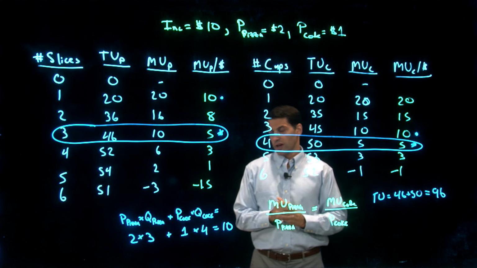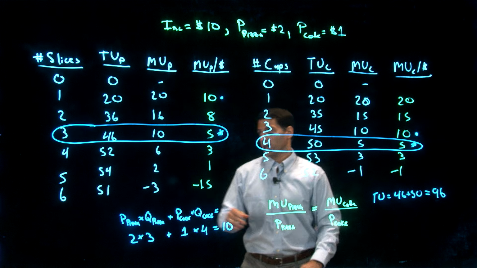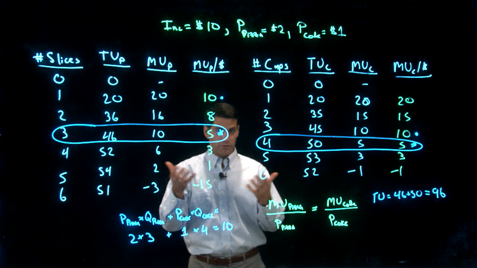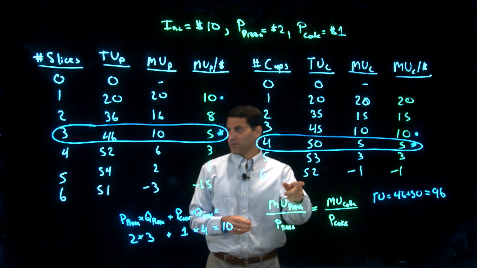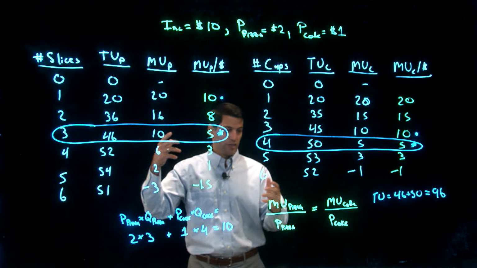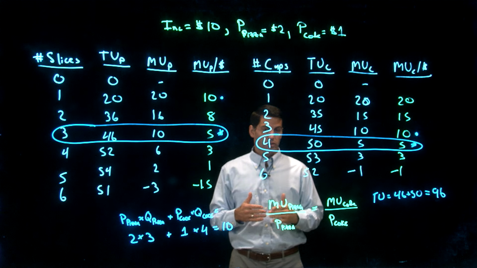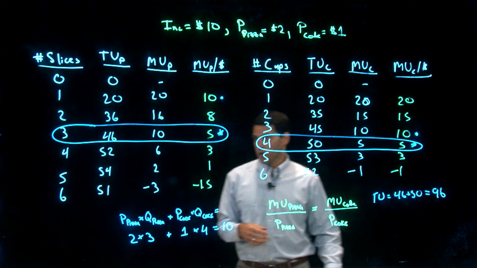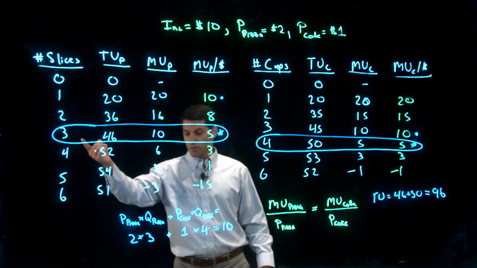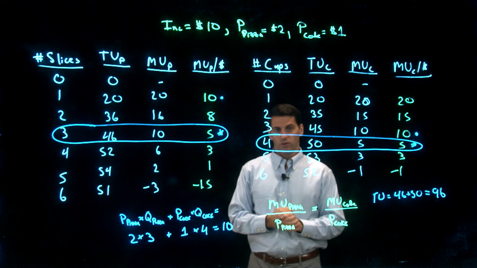Or what if you wanted to have 6 cans of Coke, let's say, and only 2 slices of pizza? Because again, 6 times $1 plus 2 times $2 is $4 would also exhaust our $10 of income. Well, in that case, you're getting 52 and 36, 88. Any other combination you try to pick will not yield as high a total utility as the 96 that we get from the 3 slices of pizza and 4 cans of Coke.